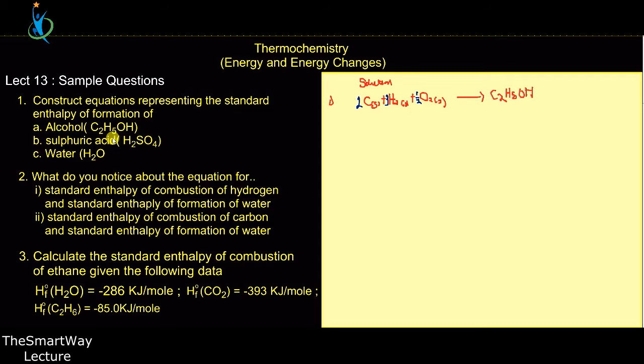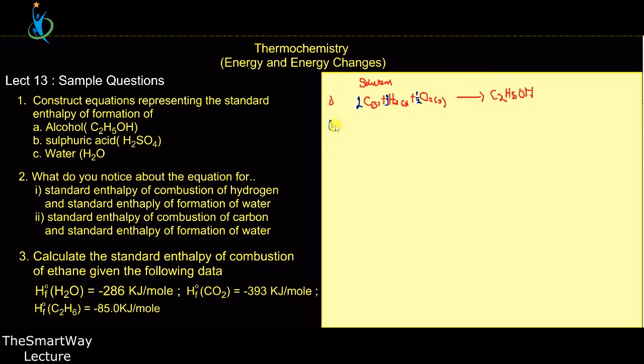So first of all, you have to know that the enthalpy of formation is the amount of energy change when 1 mole of a substance is formed from its constituent elements. And these are the elements: carbon, hydrogen, and oxygen. And these elements must be in their definite state. The next one, that is the B.